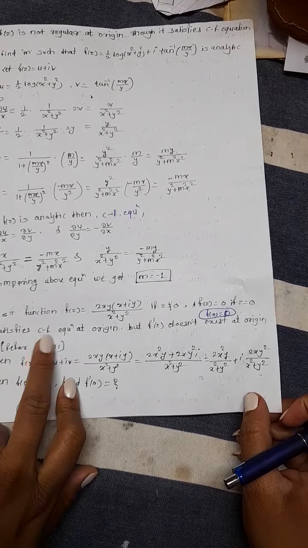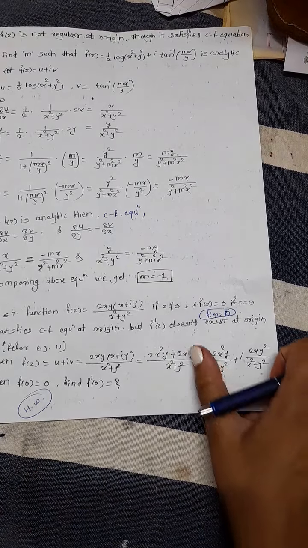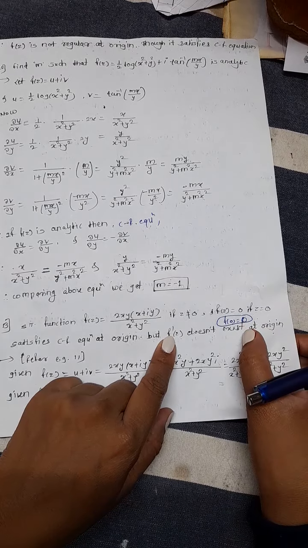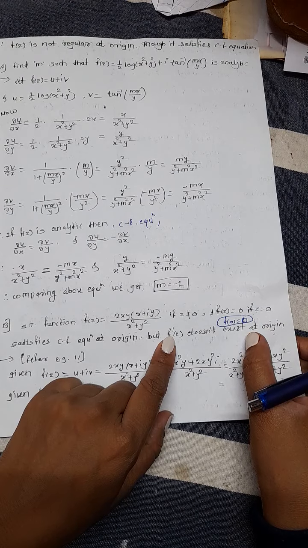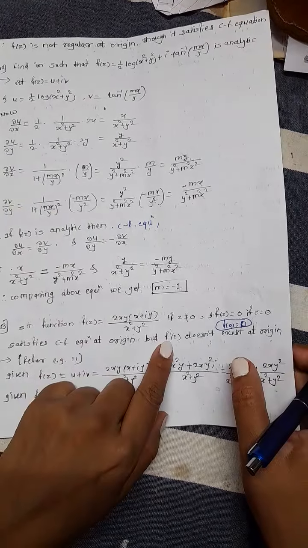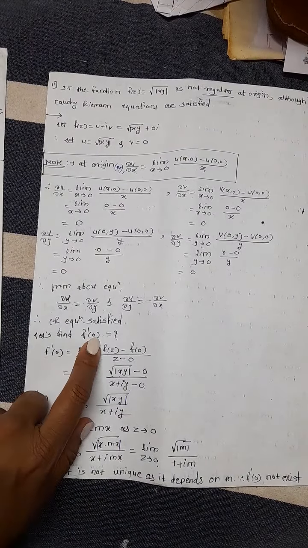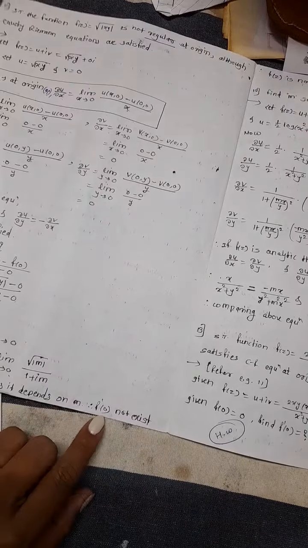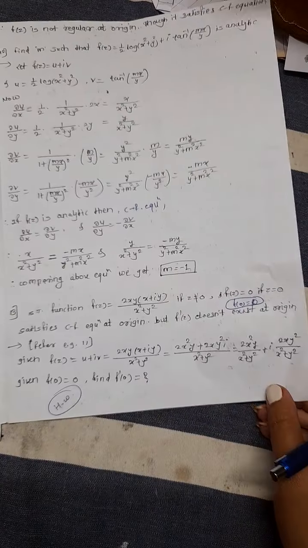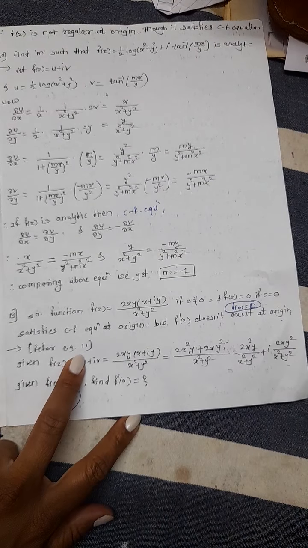Then we have to show that this function satisfies the CR equation at the origin, but f dash z doesn't exist at the origin. It means we have to find f dash z at the origin, that is z is equal to 0. At the origin means x is equal to 0, y is equal to 0, that means z is equal to x plus iy, that is 0. So we have to find f dash 0, and show that f dash 0 does not exist. Okay, follow these steps, and this is the homework for you. Refer to example number 11 for this.